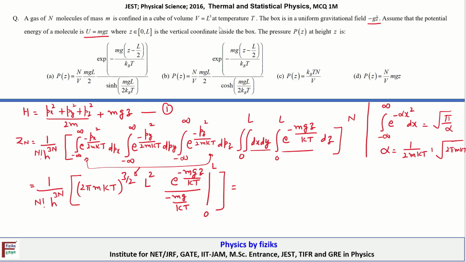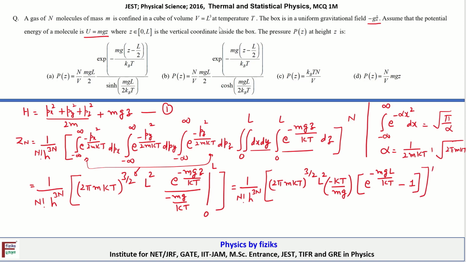And this is equal to, upon solving this, we will obtain 1 upon n factorial h power 3n into (2 pi m kT) power 3 by 2 and then L square, and then minus kT by mg, minus kT upon mg, and then upper limit. So the upper limit will give us exponential minus mgL upon kT, minus lower limit, that will give us a factor of minus 1, okay, and its power n.